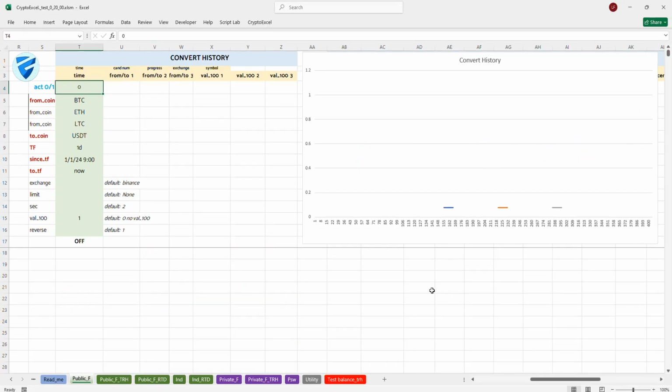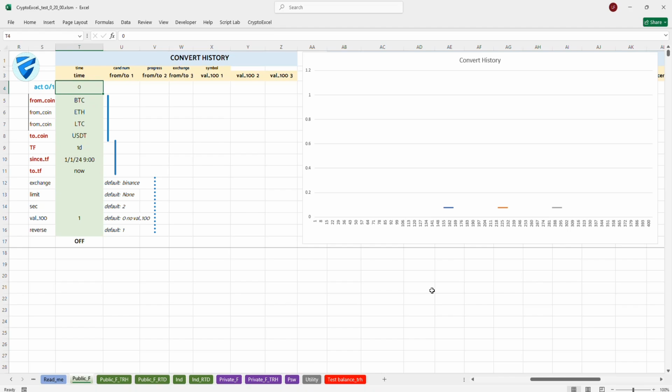First, you choose which coins you want to analyze. In this video, we'll use Bitcoin, Ethereum, and Litecoin, but you can select any coins available on the exchange. Next, define the time frame and the period you want to look at. Other parameters are optional. For example, you can choose which exchange to fetch the data from.